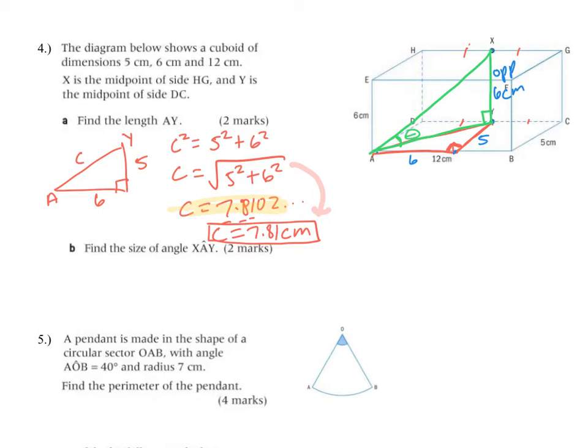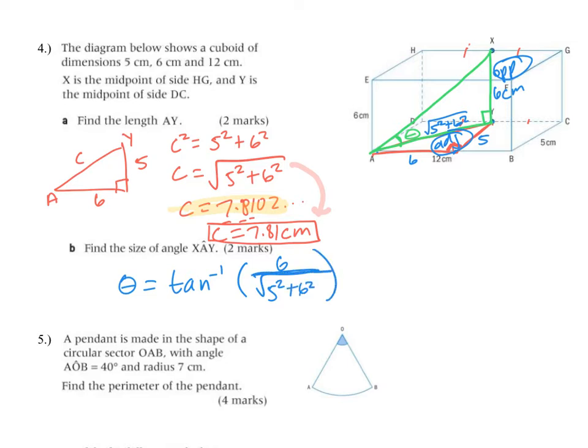Now, I'm not going to call it 7.81 because I don't want to put a rounded answer. I'm going to call this side the square root of 5 squared plus 6 squared, because that's exact, okay? So to find theta, and remember that's the adjacent side, so opposite and adjacent, that means we're going to be using tangent, and since we're finding an angle, we're going to use tangent inverse. So theta would be equal to tangent inverse of the opposite side of 6 over the adjacent side, which is the square root of 5 squared plus 6 squared. So that's what I'm going to type in my calculator. I don't want to type in a rounded number right here, because then I would be less exact.